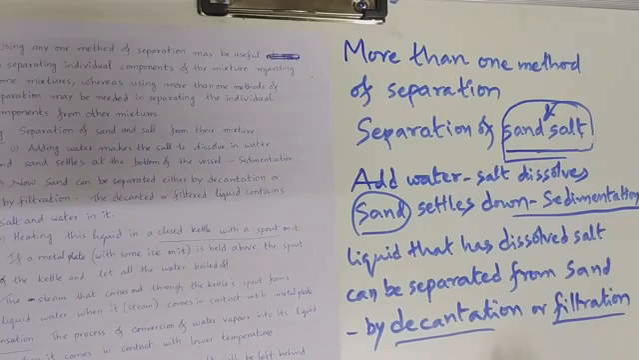Now, the decanted liquid or filtered liquid contains salt and water in it. Now we have to separate water from salt. How can we separate water from salt? By evaporation. Next, evaporation. If we allow the water to get evaporated naturally, it takes a lot of time. So, we have to heat that liquid.